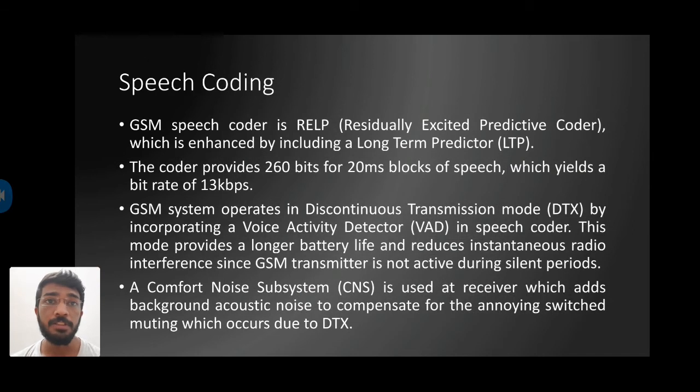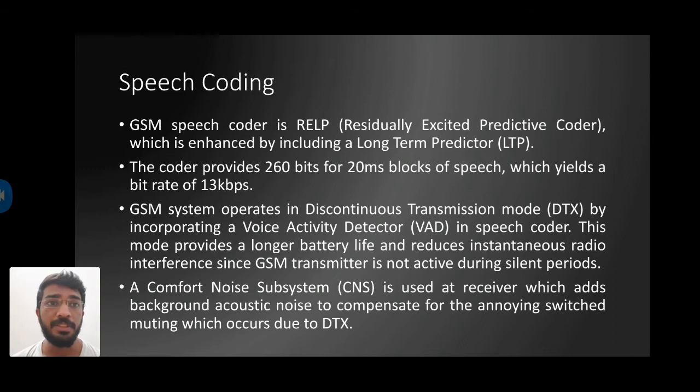So now we will discuss speech coding. The GSM speech coder is a residually excited predictive coder which is enhanced by including a long-term predictor. The coder provides 260 bits for a 20 millisecond block of speech, which yields a bit rate of 13 kbps.